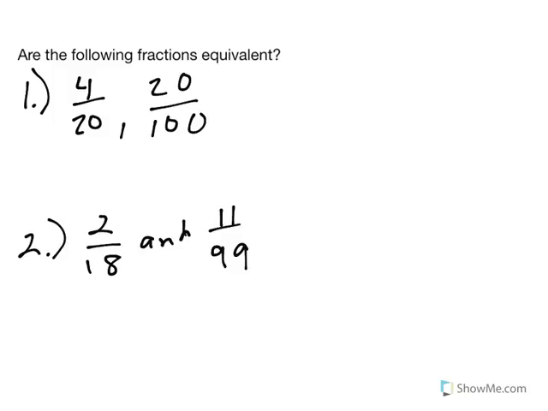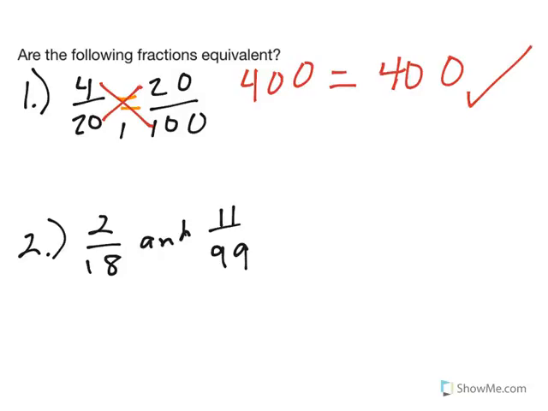So when we look at number 1, are these equivalent fractions? Well, if I would set them equal to each other, that makes them proportions. And then if I cross multiply, 20 times 20 is 400. 4 times 100 is 400. Yes, these are equivalent.